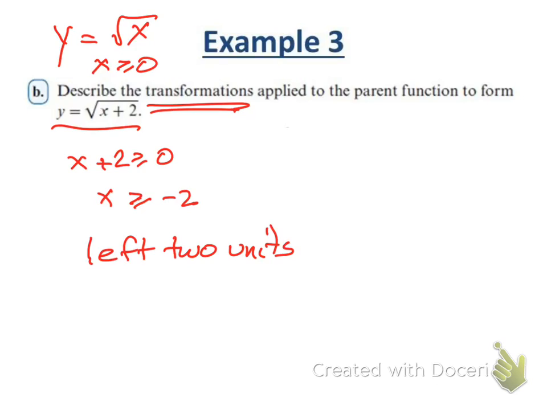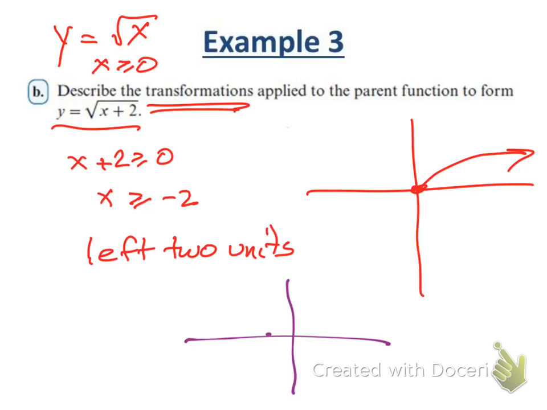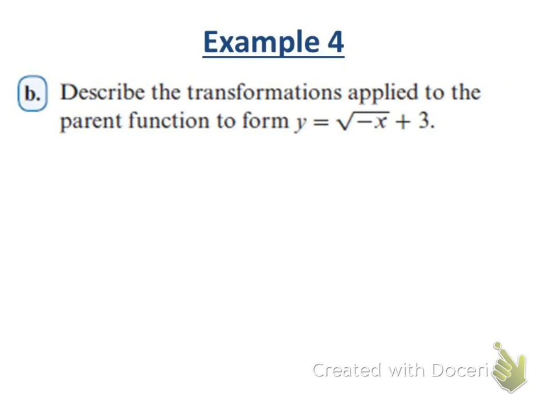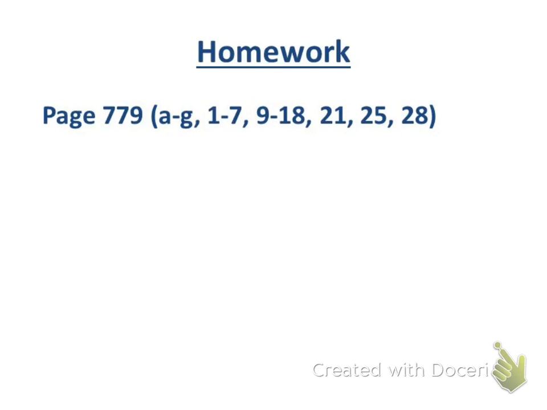All right? Because the domain changes from x is greater than or equal to 0 to x is greater than or equal to negative 2. Y equals the square root of x looks like this. Y equals the square root of x plus 2 looks like this. Shifted left to negative 2. Change the 0, right? Okay? So these are questions of domain and range. We're not going to deal with that one.